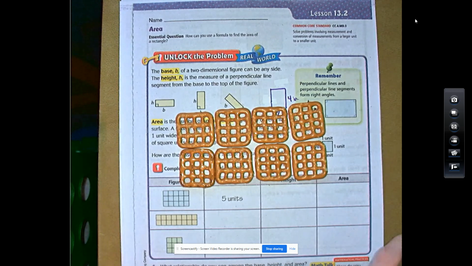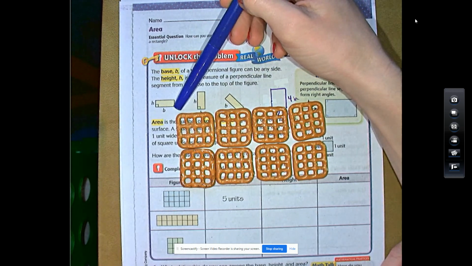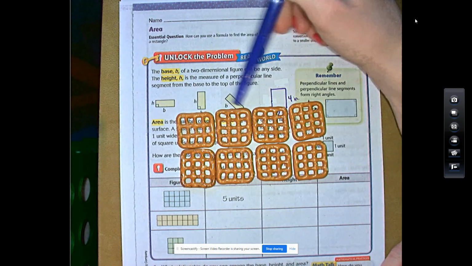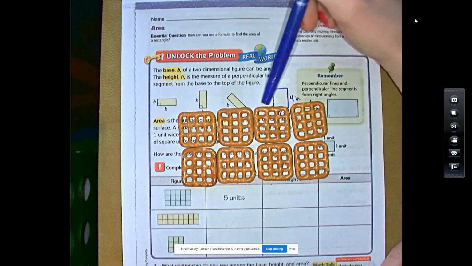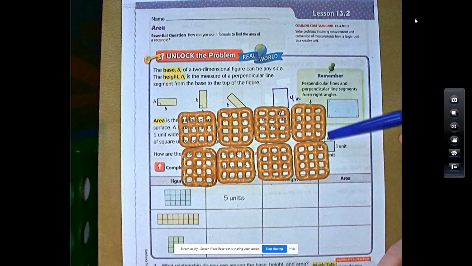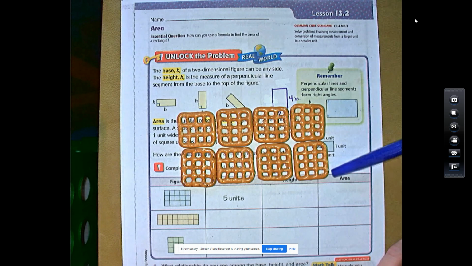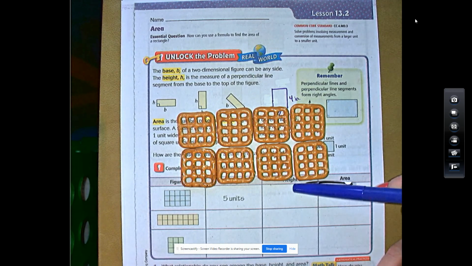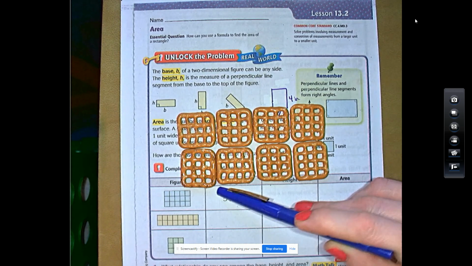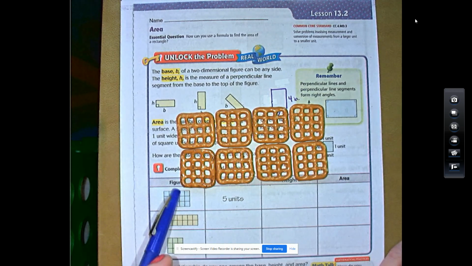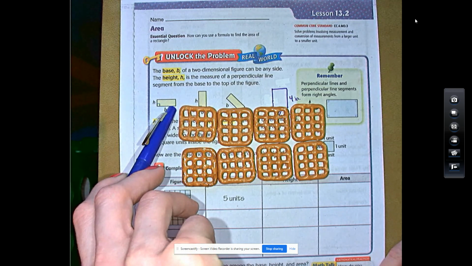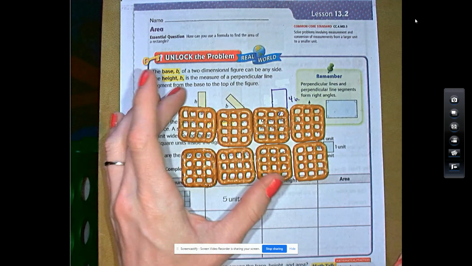So if we were counting the perimeter edges, it would be 1, 2, 3. Let's say these are inches, right? 4 inches, 5, 6, 7, 8, 9, 10, 11, 12 inches. So to walk all the way around my little pretzel yard would be 12 inches.